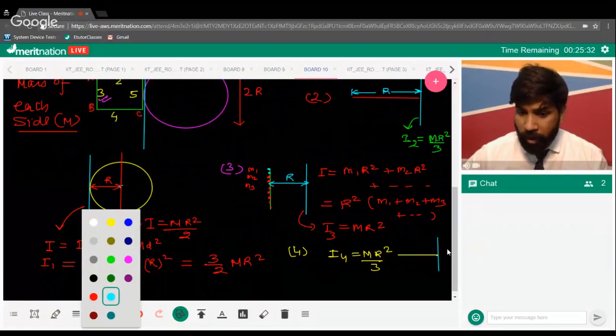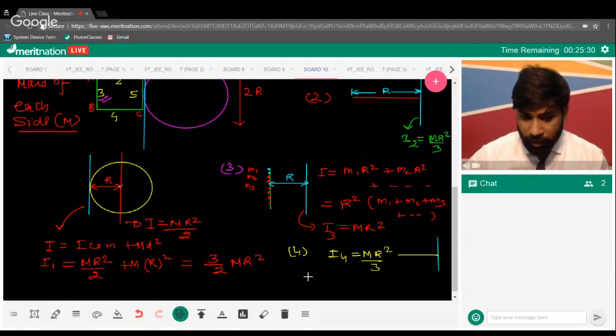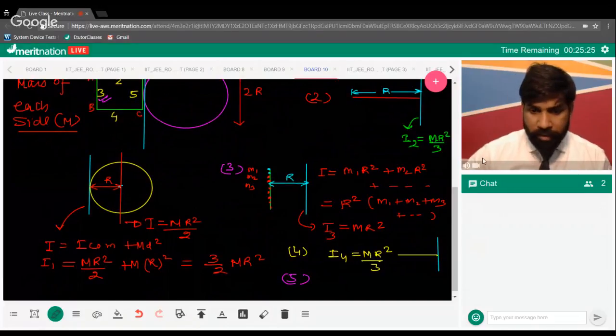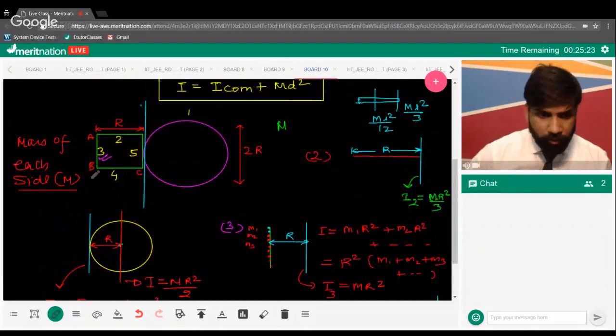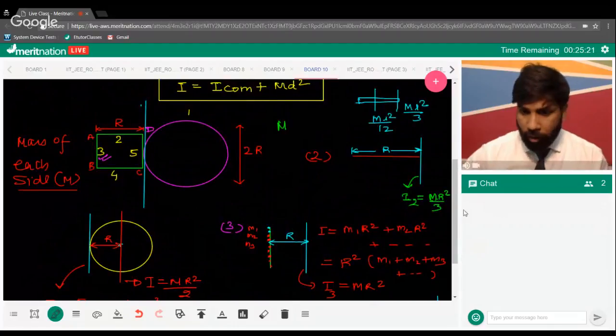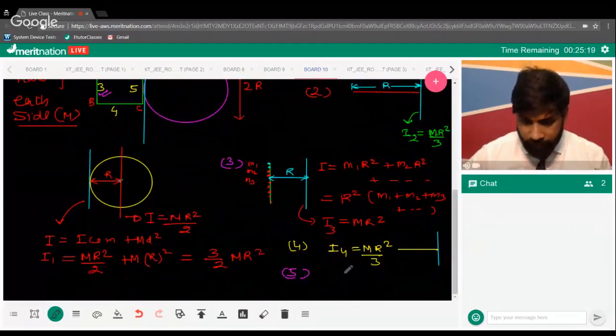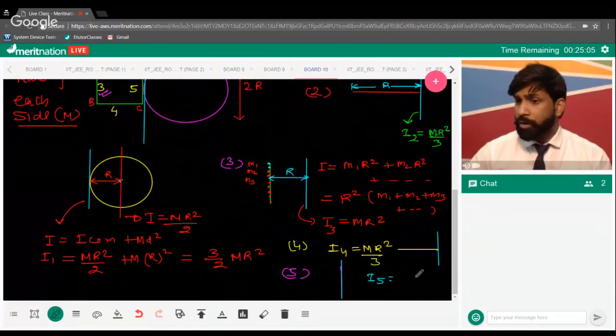Now, last part, beta. What about the fifth axis? Let us suppose this one is CD. Moment of inertia of this section CD. See here, this is the rod, and the axis is also passing through the same rod. So now tell me the value of I5. Good, great. Most of the students are saying 0. Absolutely correct, beta. Good. Why?